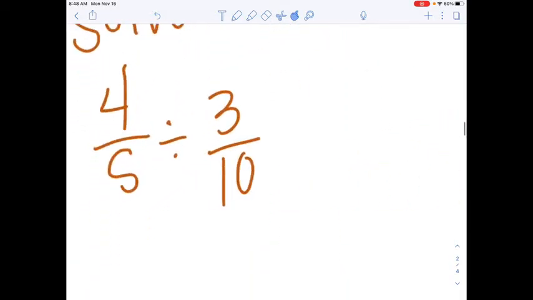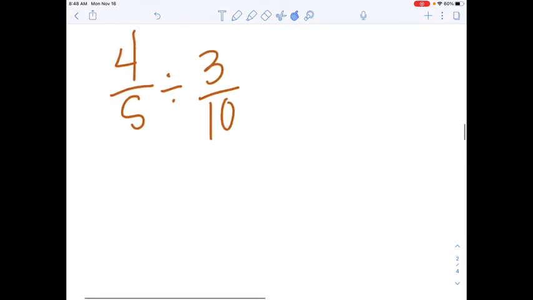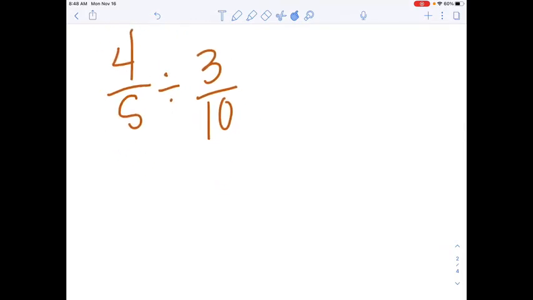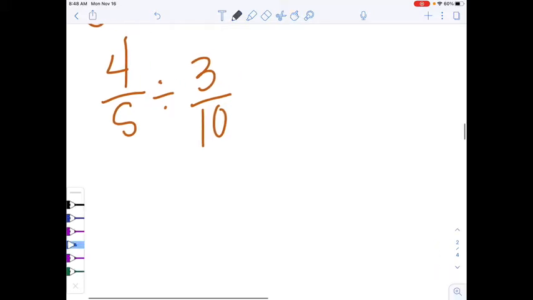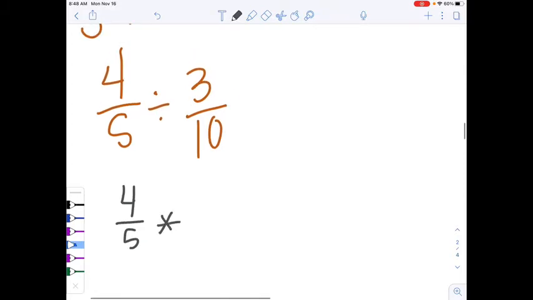Then, dividing fractions, 4/5 divided by 3/10. Remember, to divide by a fraction, here's a tip. Keep, change, flip. Keep 4/5, change to multiplication, and then flip. Instead of 3 over 10, 10 over 3. Now I want to look to see if I can cross simplify. 4 and 3, 5 and 10. 5 goes into 5 once, goes into 10 twice.